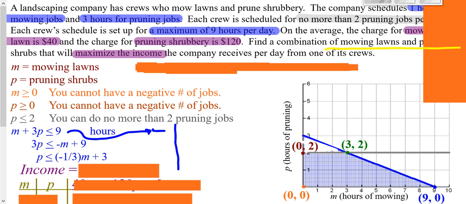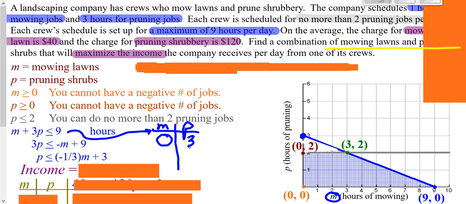It's going to be better to make a t-chart and use your intercepts. Now, notice I have M on the x-axis, so I'm putting that first, because normally your first column is your x. So I plug in 0 for M. If M is 0, plug that in, solve it, and I get 3 for P. That's this point here.